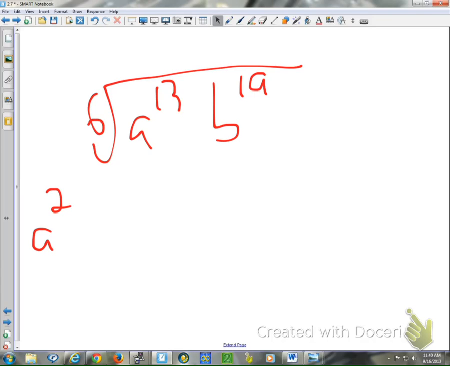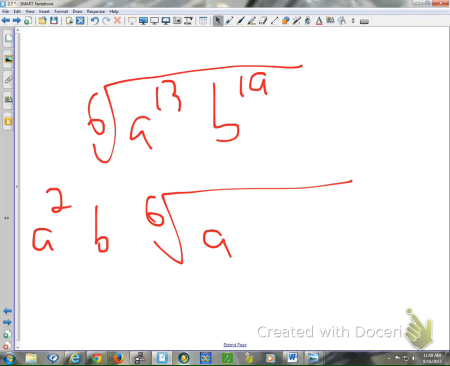Now, if we took out 2 groups of 6 A's, that's 12 total. If we took out 12 of the 13 A's, how many are left inside? 1. A to the first is left inside. We'll do it one letter at a time. The B. Kate, how many groups of 6 can come out of 19? 3. And that's all I was saying earlier. If you did 19 divided by 6, it'd be 3 point something. That's all we were talking about with the calculator. So is that going to be B3? Yes! Oh, okay.